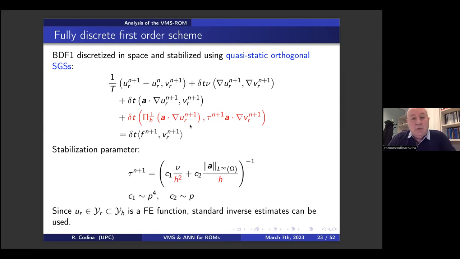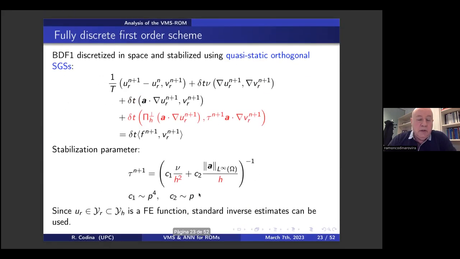Now the stabilization terms in this particular case can be reduced to this form: the orthogonal projection of the convective term multiplied by the convective term applied to the test function. The stabilization parameter that we use is written here. So that's the dependence with h. We have h squared dividing the viscous term and h dividing the velocity. And these constants in fact have to scale as the polynomial order to the power of 4, not 2, but 4 for the viscous term, and the polynomial order for the convective term. So this is the expression of the stabilization parameters that we use.